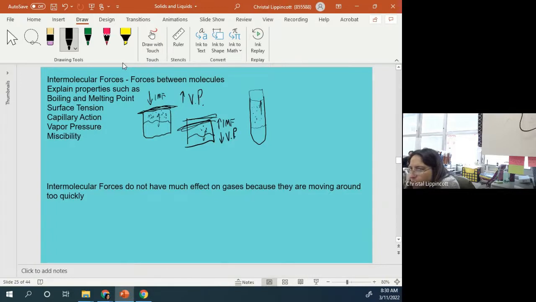So this would be like water. Water doesn't have very high vapor pressure. Gasoline, your hexane, your pentane, acetone, those things are going to have high vapor pressure. And they measure that in terms of volatility. I don't know if I spelled that right. Volatility. Yeah, I think I did. Okay, so that's volatility. So something with low IMFs tends to be volatile.